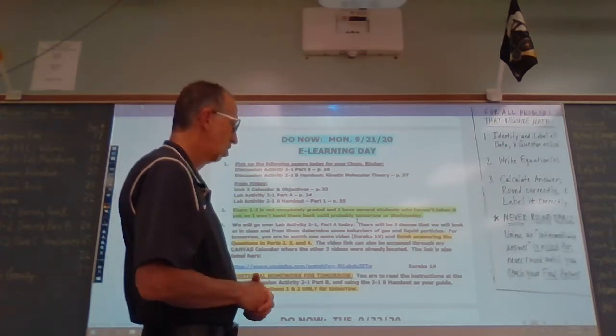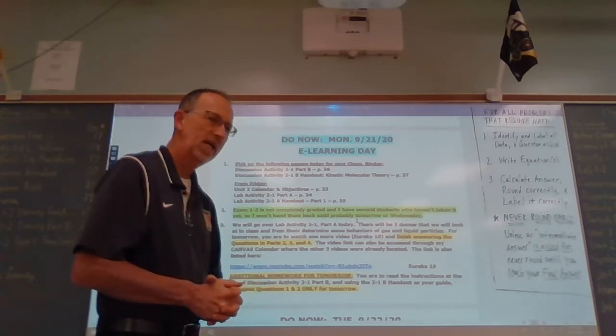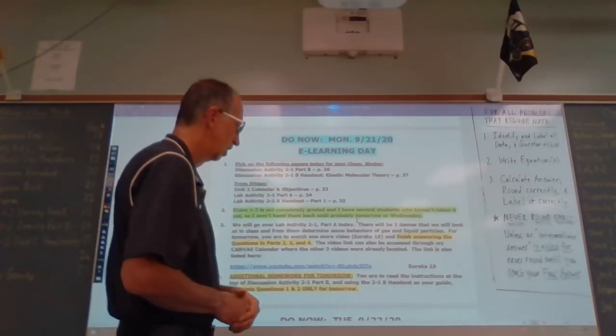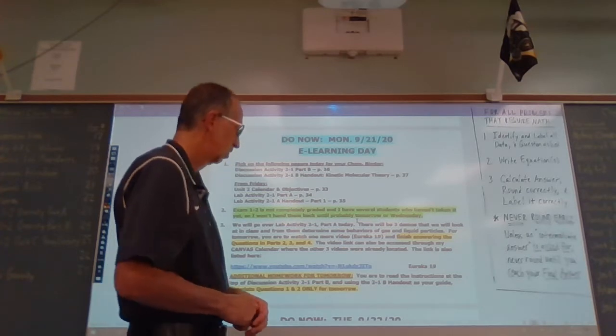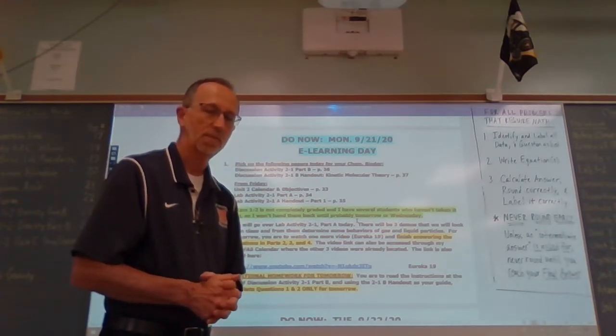Additional homework for tomorrow, you're to read the instructions at the top of discussion activity 2.1 part B. And using the handout that you already have as your guide, complete questions 1 and 2 only for tomorrow. So that is your homework for tomorrow.